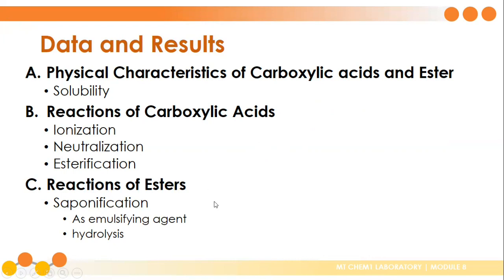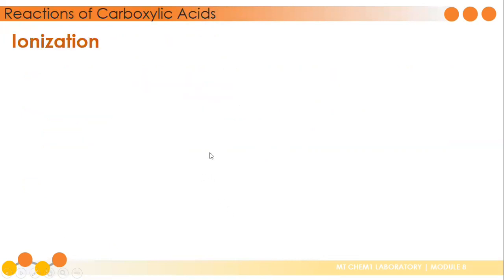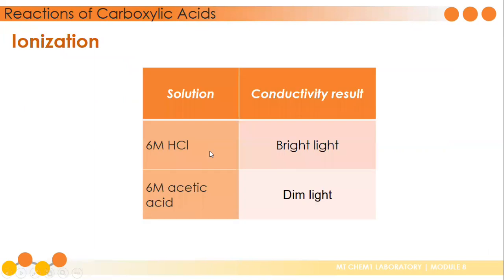Let's proceed to the different reactions of carboxylic acids, starting with ionization. So in the ionization test, you tested for the conductivity of the following acids, wherein you used a conductivity apparatus, which resulted in HCl producing a bright light and the acetic acid producing a dim light.